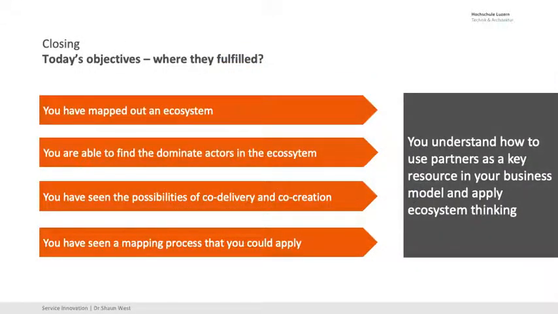Closing. Having mapped out an ecosystem, you can identify the dominant actors in the ecosystem. You've seen the possibilities now for co-delivery and co-creation. And you've seen a mapping process that you can apply. You now understand some of the basics of ecosystem thinking and ecosystem innovation. I'd recommend that you go and do this now yourself. Thanks, Sam.